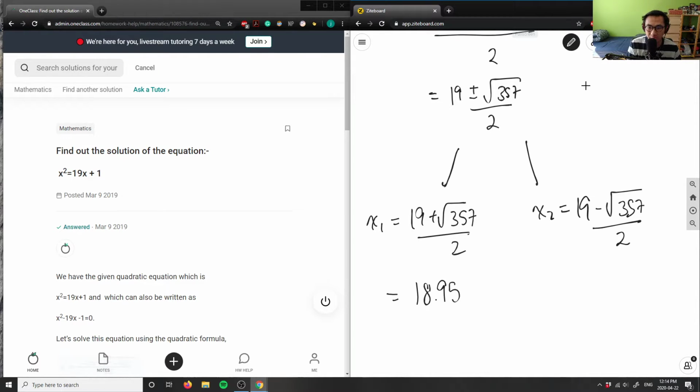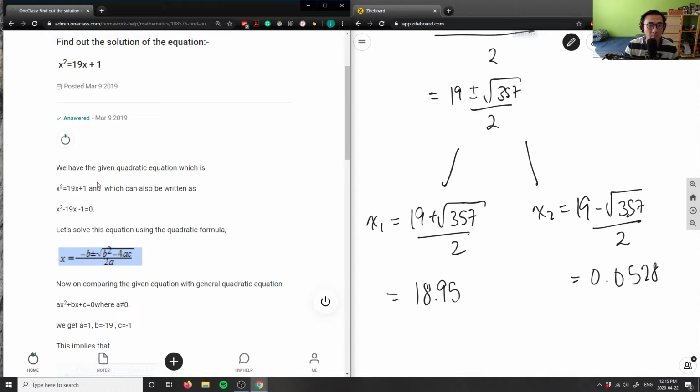Again, I can't really simplify this radical any further. It's just going to give me 18.95, so I'm just going to give you a decimal in this case. And then I have 19 minus the square root of 357, divided by 2. And then I'm going to get something like 0.0528. These two would be my answers for this problem: 18.95 and 0.0528 would be my solutions.